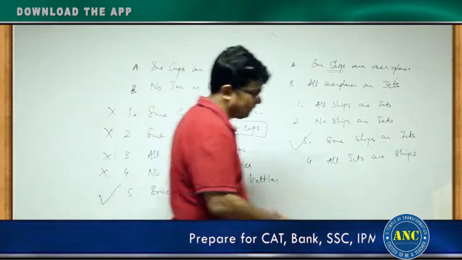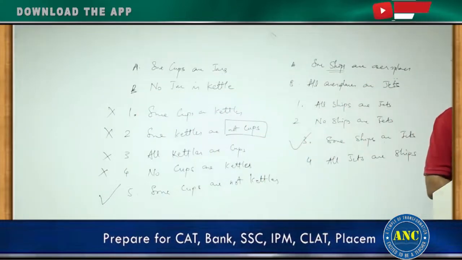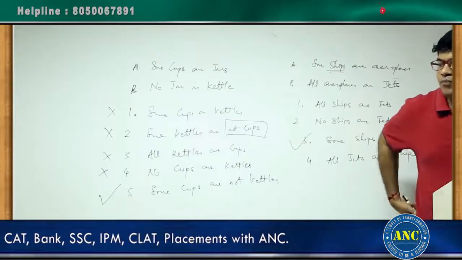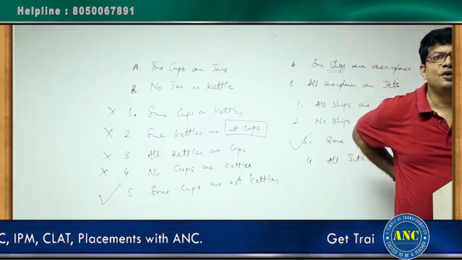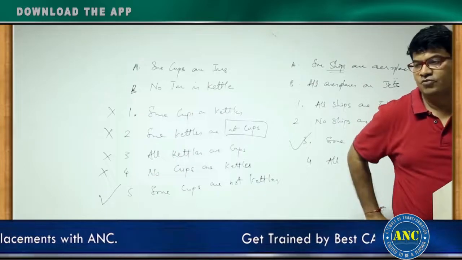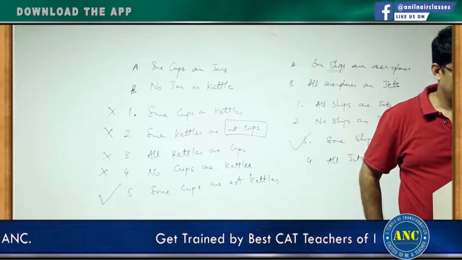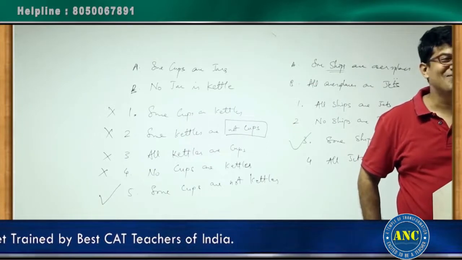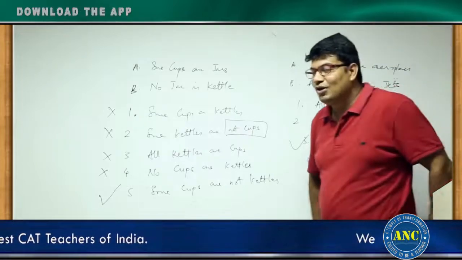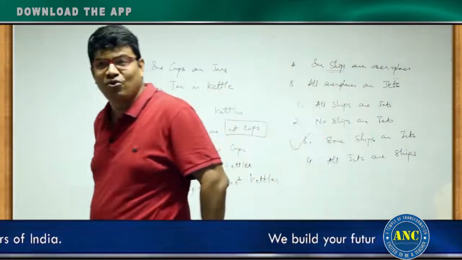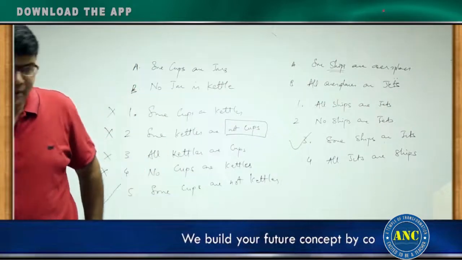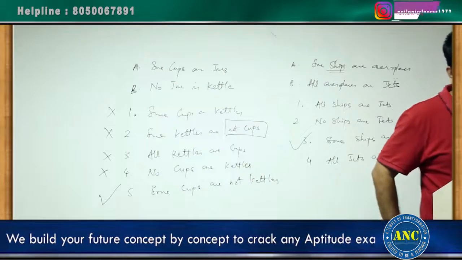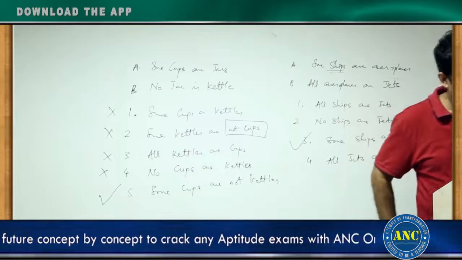Rule 5. If both the premise are particular, no inference can be drawn. I told you, if you understand the logic, rule 5 and rule 6 are only for the sake of academic learning. If both the premise are particular, no inference can be drawn.